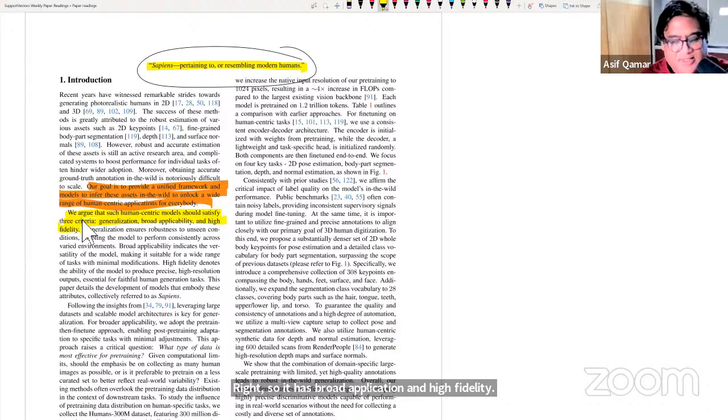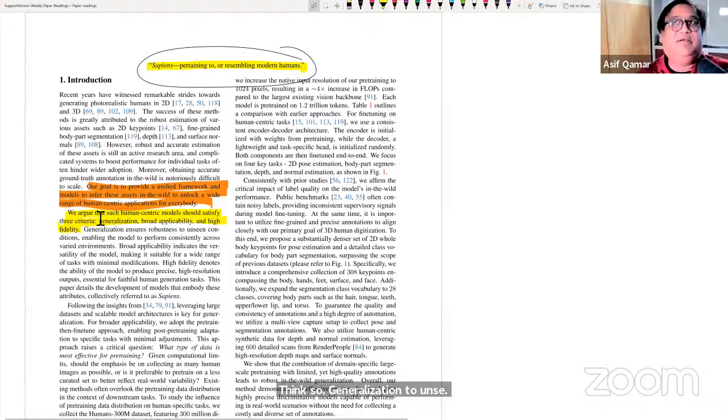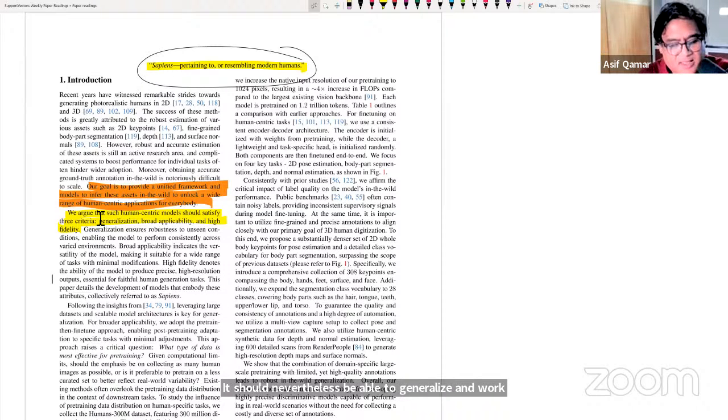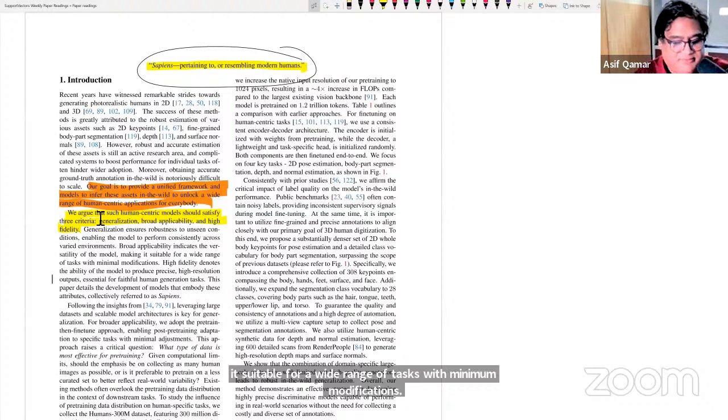Generalization ensures robustness to unseen conditions. So for example, if you have trained on people's faces with certain backgrounds, and I give you a completely different set of people, culturally, racially different, and with an entirely different background, right? Trees or mountains in the background, it should nevertheless be able to generalize and work well in those situations. That's what they're saying. Broad applicability indicates the versatility of the model, making it suitable for a wide range of tasks with minimum modifications. In other words, it should have the qualities of a foundation model.